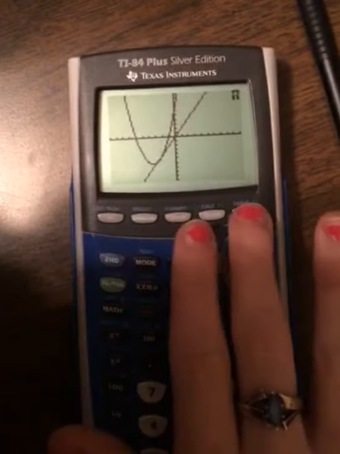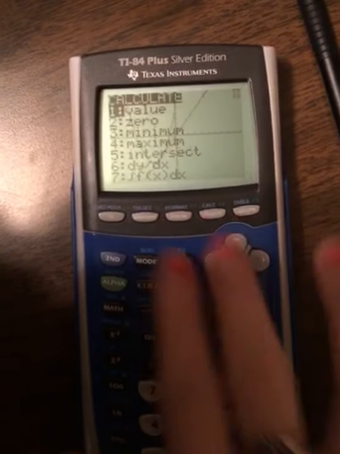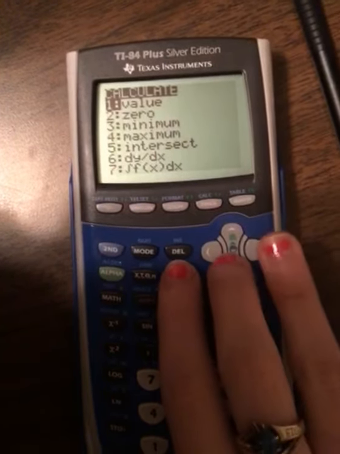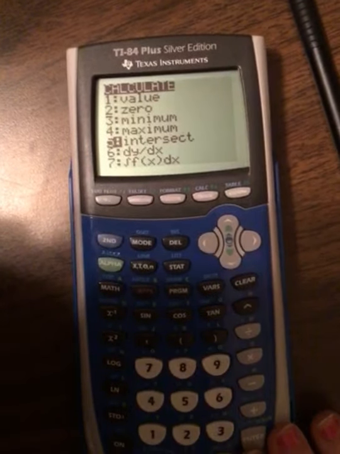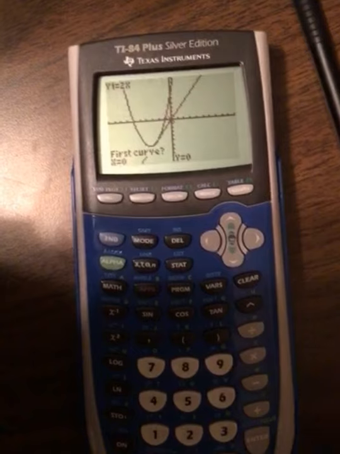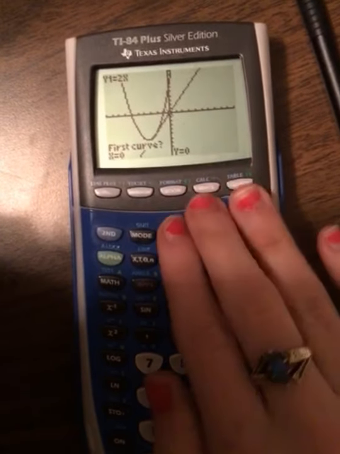So if I look, I'm going to do first curve. I'm going to click enter 3 times. 1, 2, 3. And I'll get an intersection point of negative 2, negative 4. Now if you look at your answer choices, this is not an option. So I'm going to check out the second intersection point.